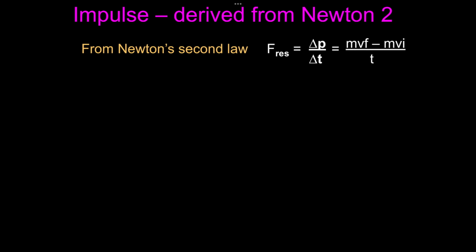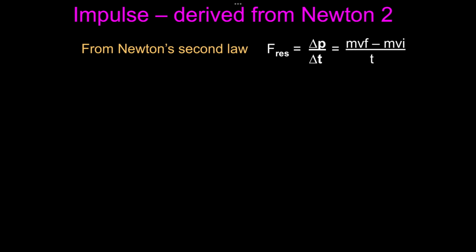Let's talk about impulse. Impulse is derived from Newton's second law. F net is equal to ma, and in place of a, you substitute Vf minus Vi divided by the change in time. So from Newton's second law, we have the resultant force or the net force being equal to the change in momentum divided by the change in time, of which we know that the change in momentum is the mass multiplied by the final velocity minus the mass multiplied by the initial velocity, everything divided by the change in time.